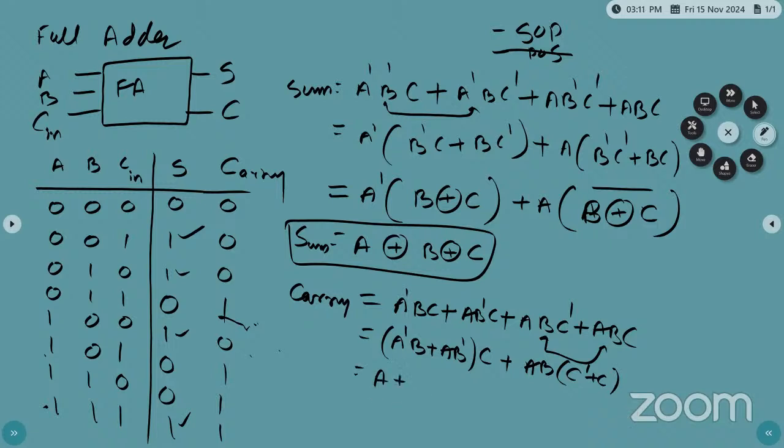A XOR B into C plus AB. This is the carry expression. Now for this carry expression you can draw the logic circuit. Okay, now you can draw the logic circuit.